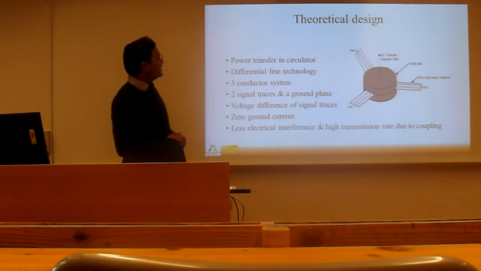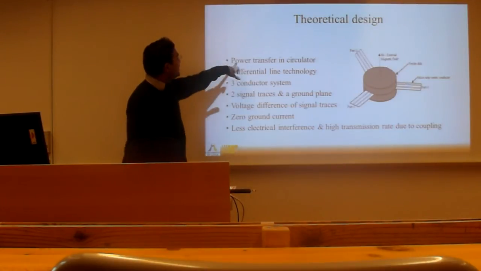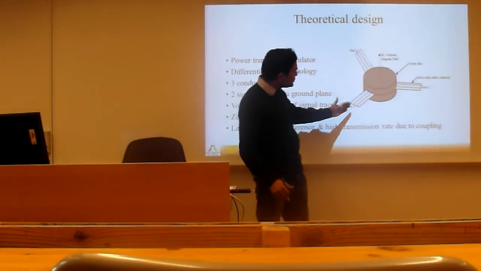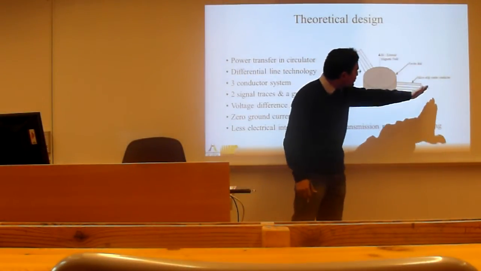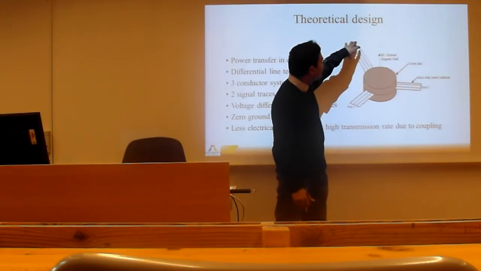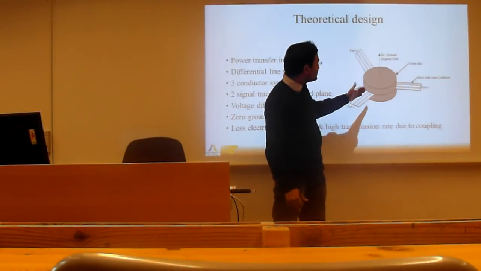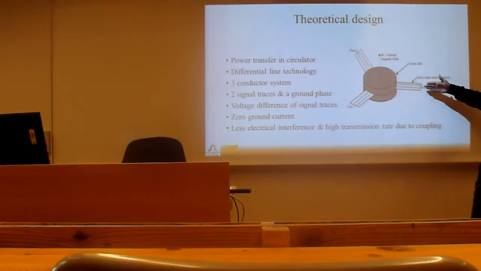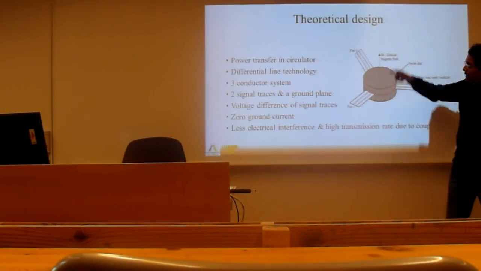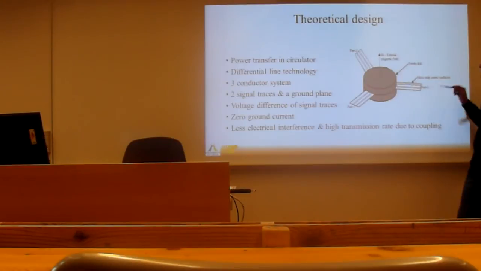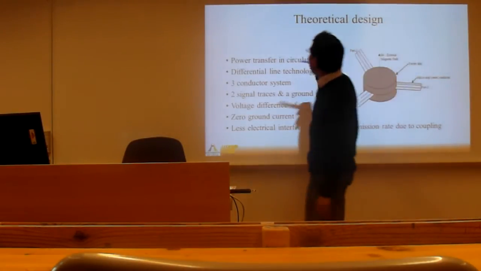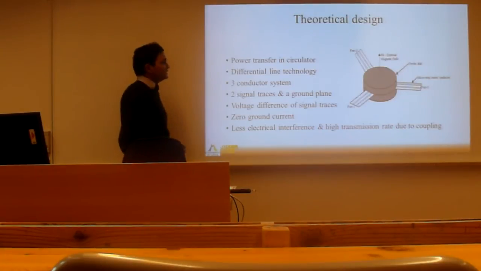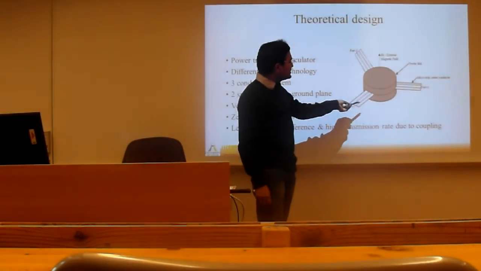Since we have chosen the above resonance mode of operation, how does the power transfer in the circulator occur? The power that you insert at port 1 will be received at port 3, and port 2 will be isolated. This is the transmission mode. The power inserted at port 3 will be received at port 2, and port 1 will be isolated. This is the reception mode. This is how the power transfer in the circulator occurs in above resonance mode. Next, differential line technology. There are two transmission lines here that you can see.